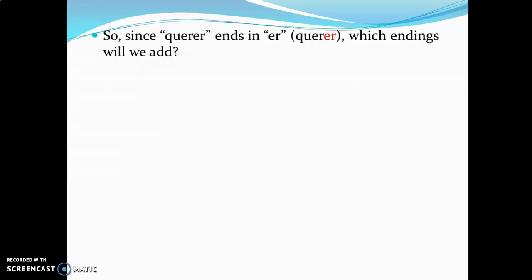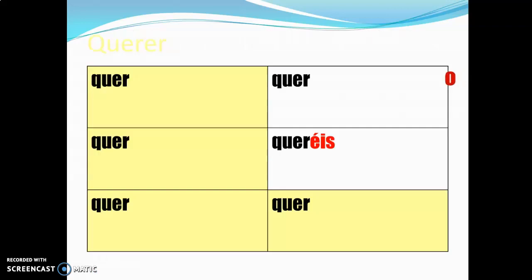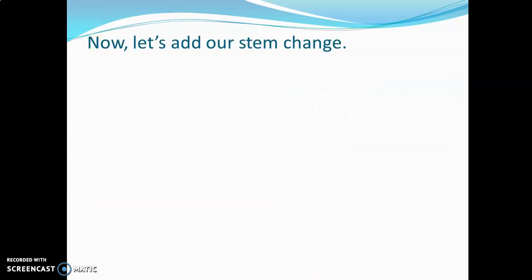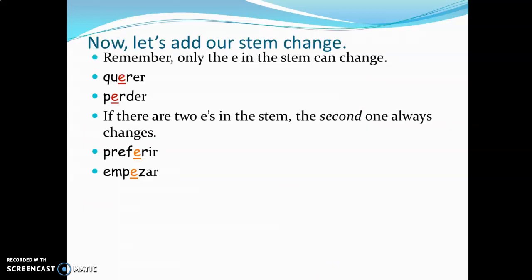So since querer ends in ER, which endings do we use? We use the ER endings. Bien. So again, you would just take your ER endings and put them on the stem, and notice here the stems aren't changed yet, so it's not quite right. Let's add our stem change. So remember, only the E in the stem can change. So for querer, perder, you would change the E, and if there's two E's in the stem, the second one is the one you change.